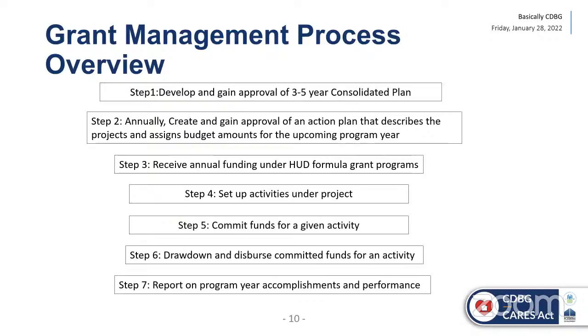And then you'll set up your activities under the projects that you set up in your action plan. You'll commit funds for your activities. And then as needed, you will be drawing down those funds from those activities. And finally, you'll be reporting on accomplishments as you go along. When activities are completed, you'll report the final accomplishments, and then each year you'll use all those accomplishments, narratives, and reports to put together your CAPER, your Consolidated Annual Performance and Evaluation Report for HUD.